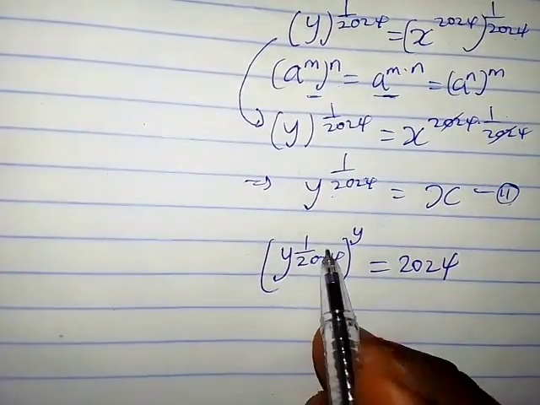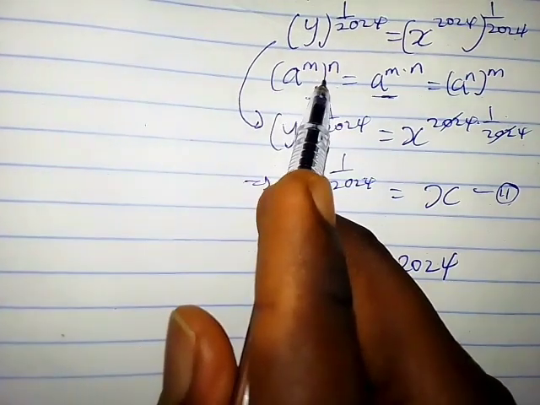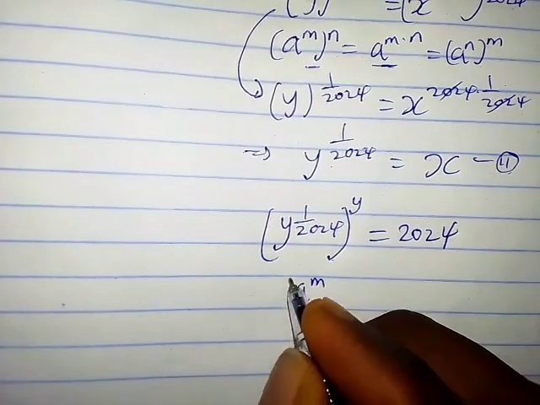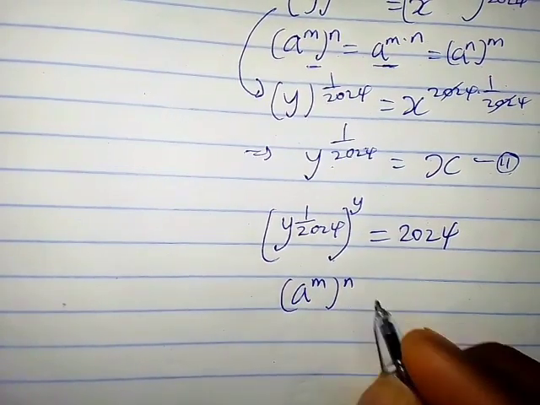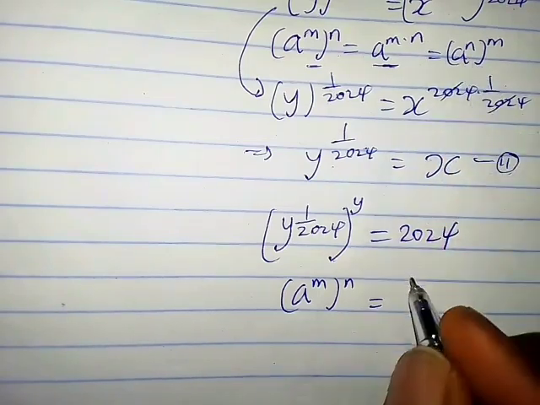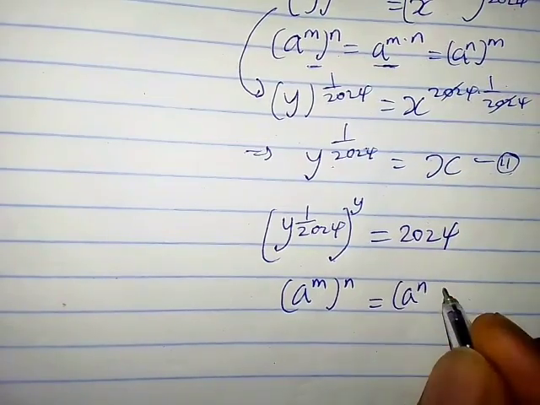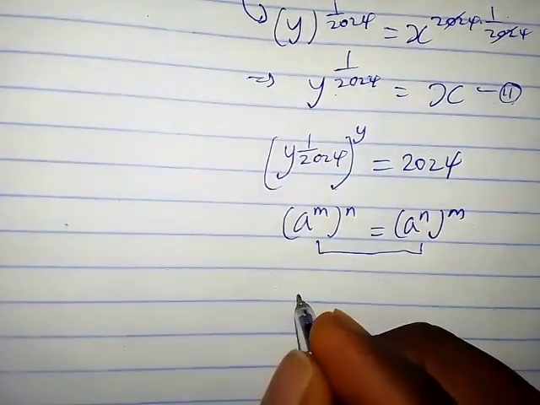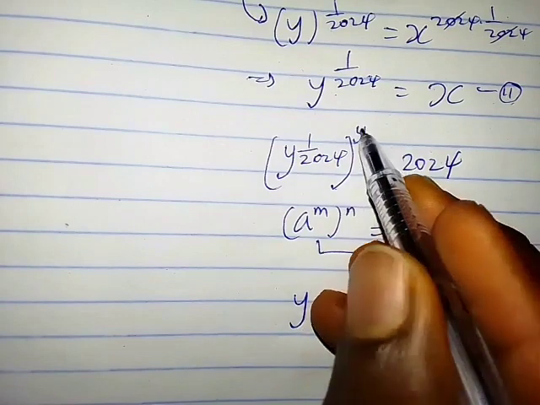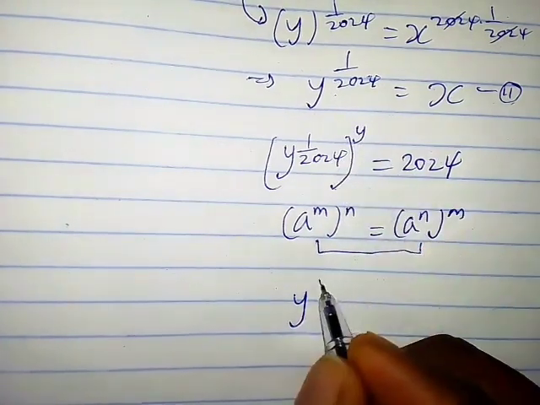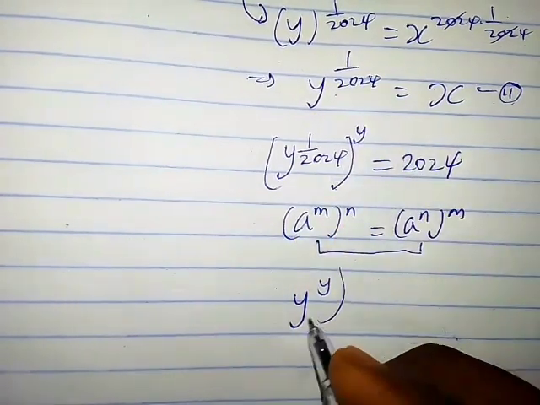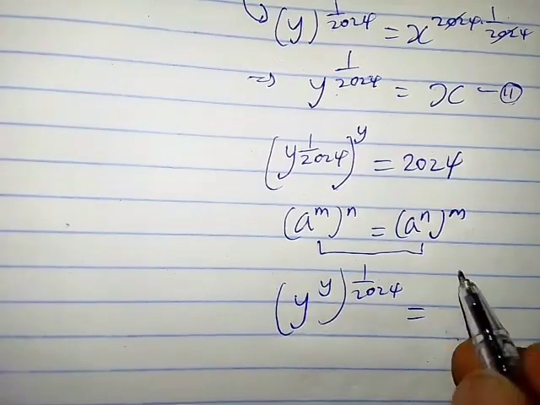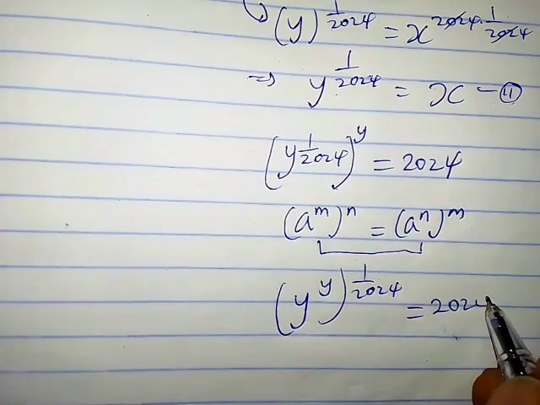Now we are going to impose the same property here. Let me just write it. We have a raised to power m times n is the same thing as a raised to power n times m. So we are going to impose this condition on the left hand side. We're going to have y raised to power, we just take in y, now pull out y over 2024, equals the right hand side, 2024.